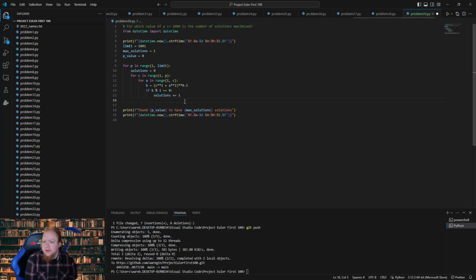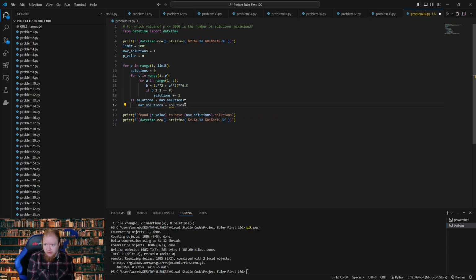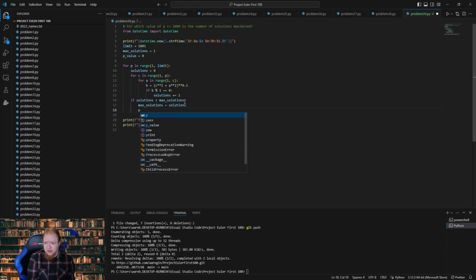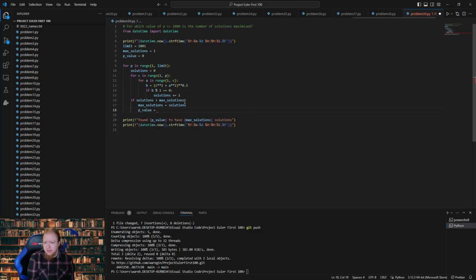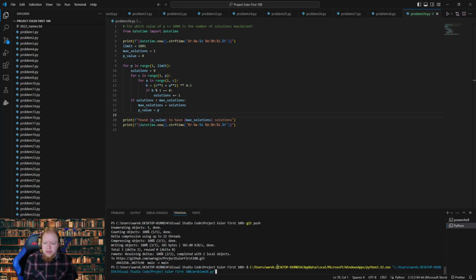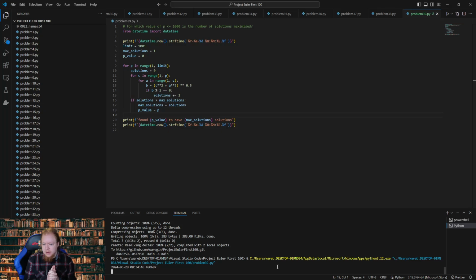But let's see, if solutions is greater than max solutions, then we want to set max solutions equal to solutions. And we want to set p-value equal to p. And let's go ahead and see what that gives us. Obviously taking a little bit of time here, not completing in 3 seconds.